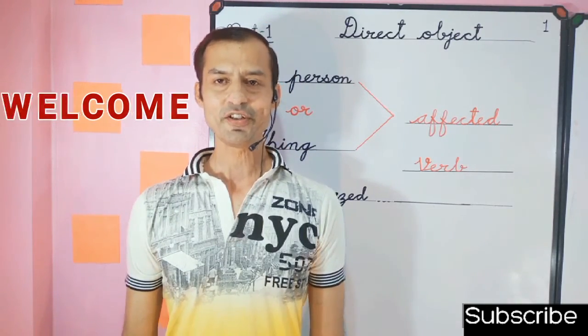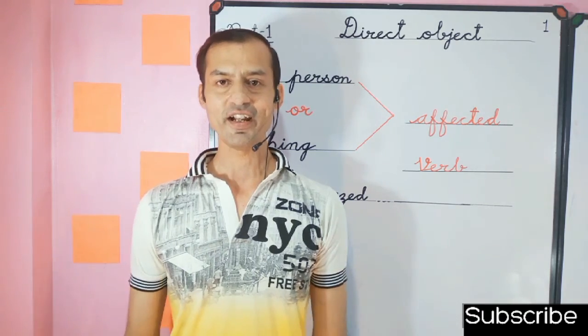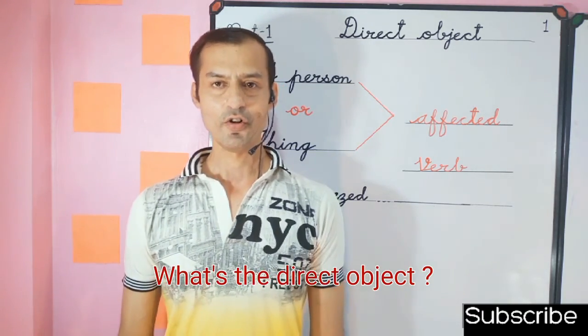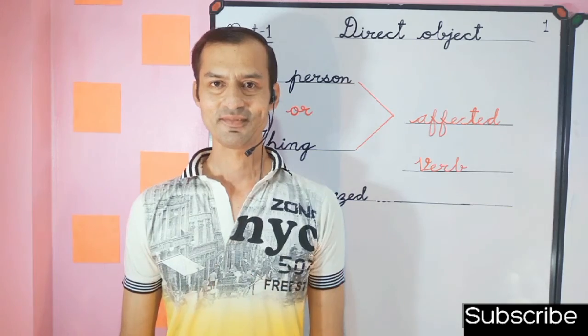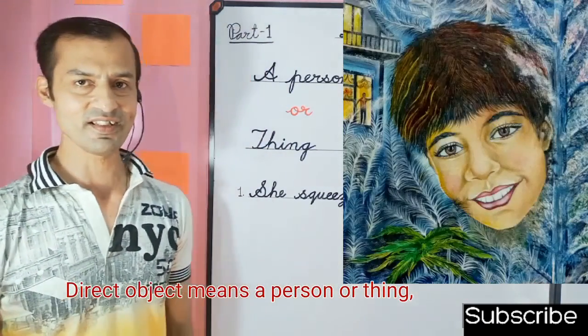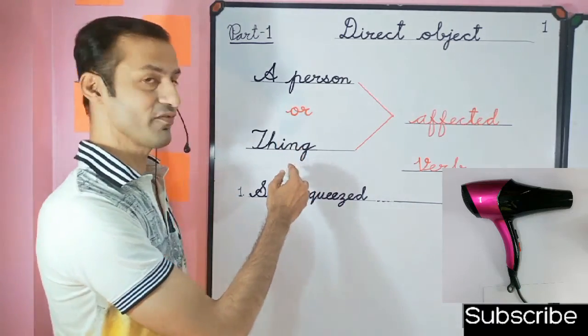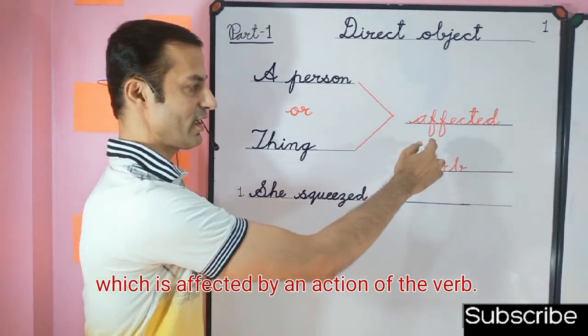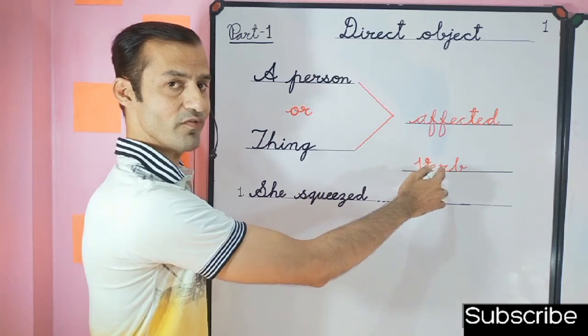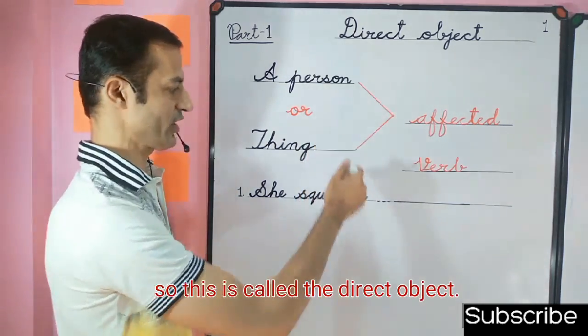Today I am going to teach you about the direct object and indirect object. So what's the direct object? Direct object means a person or thing which is affected by an action of the verb. So this is called the direct object.